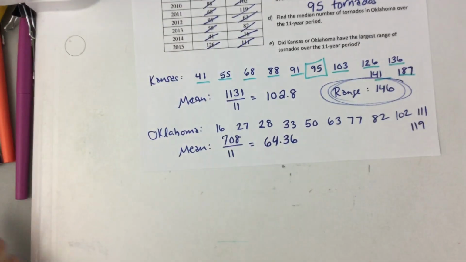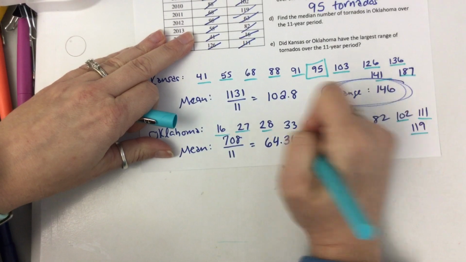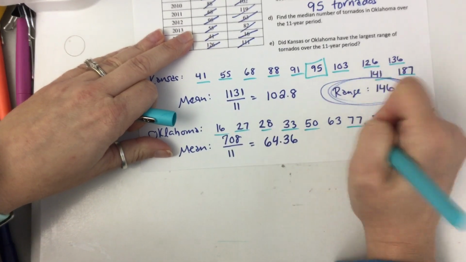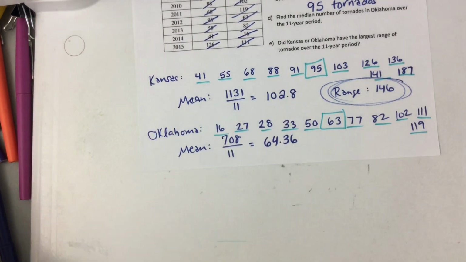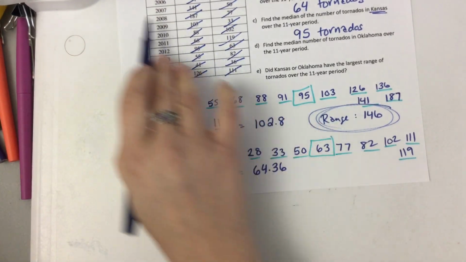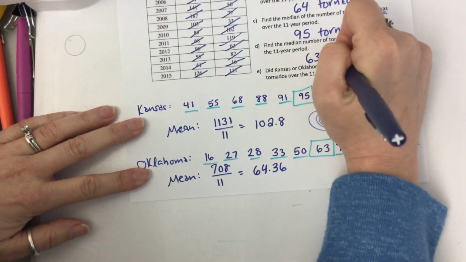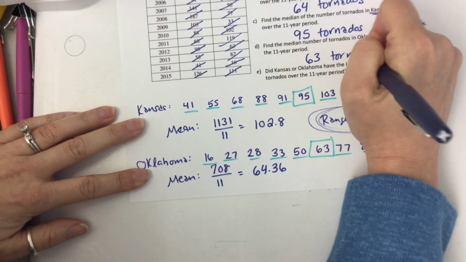Now the median, I gotta find the middle number. One, two off the front, one, two off the back, one off the front, one off the back, one off the front, one off the back, one off the front, one off the back. There is the middle number. So the median, the middle amount of tornadoes in Oklahoma between the years 2005 and 2015, was 63 tornadoes.